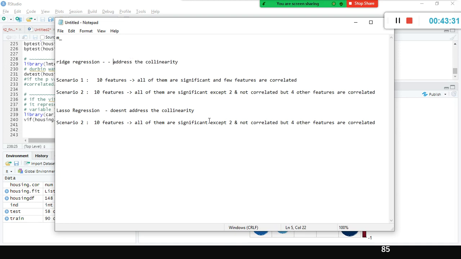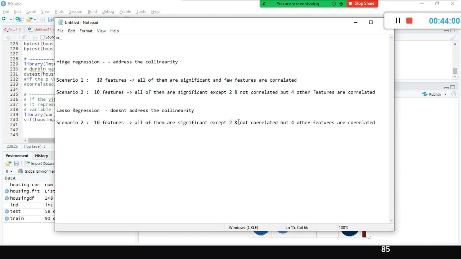This one is not addressing the collinearity. Let us take, for example, I have 10 features, all of them significant except 2. That means only 8 features out of 10 are significant, and the remaining 2 are not significant. And these 8 features, though they are significant, have some kind of correlation amongst them.